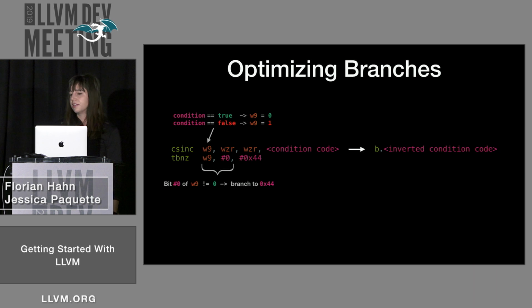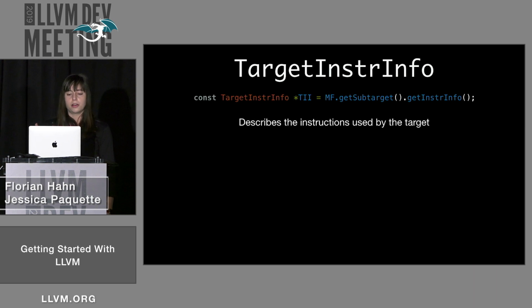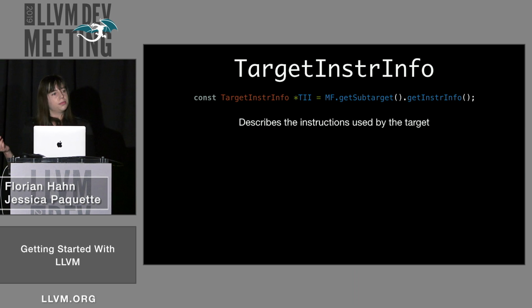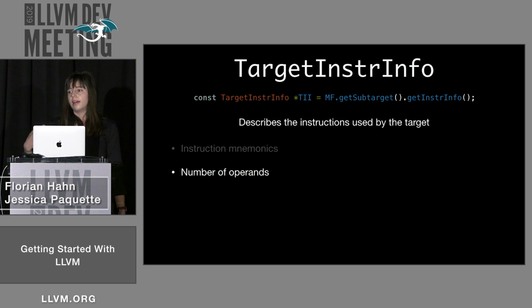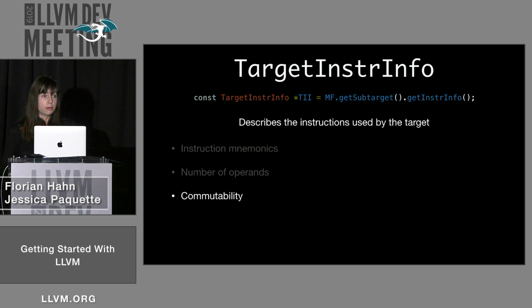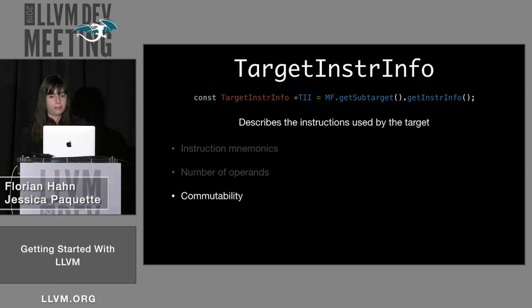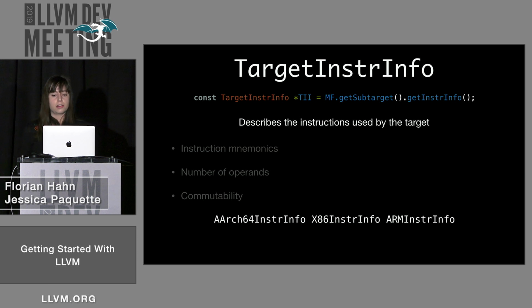So how are we going to do this? We're going to use this handy thing called TargetInstrInfo. TargetInstrInfo describes the instructions that are used by the target. Things included in TargetInstrInfo include things like instruction mnemonics, the number of operands on an instruction, and whether or not an instruction is commutable. Like TargetTransformInfo, this class is implemented for every target, and different targets can opt into hooks that are included in the base TargetInstrInfo.